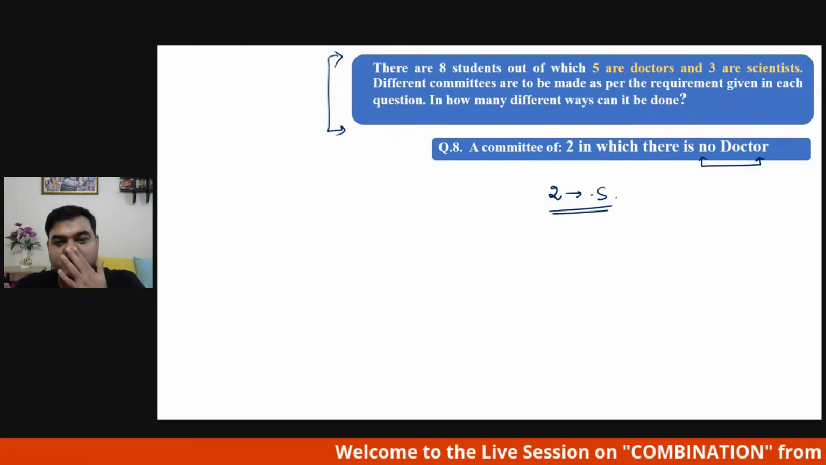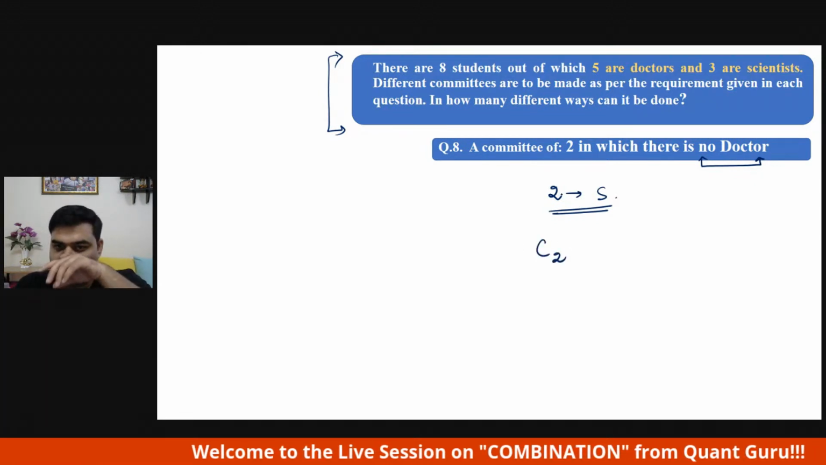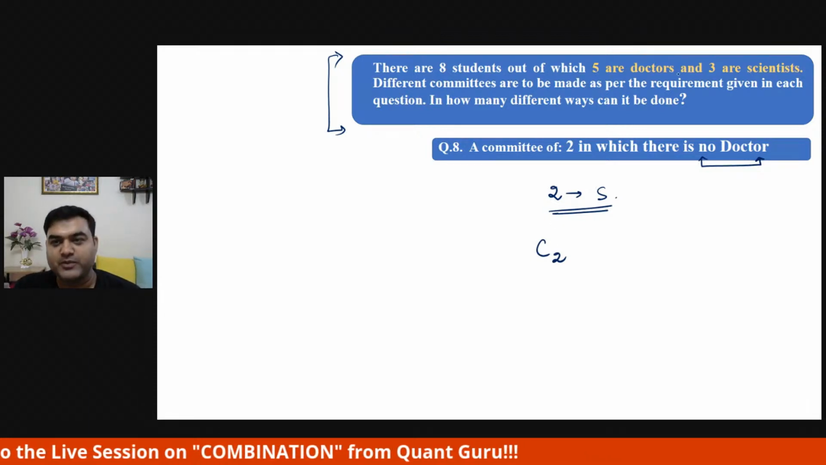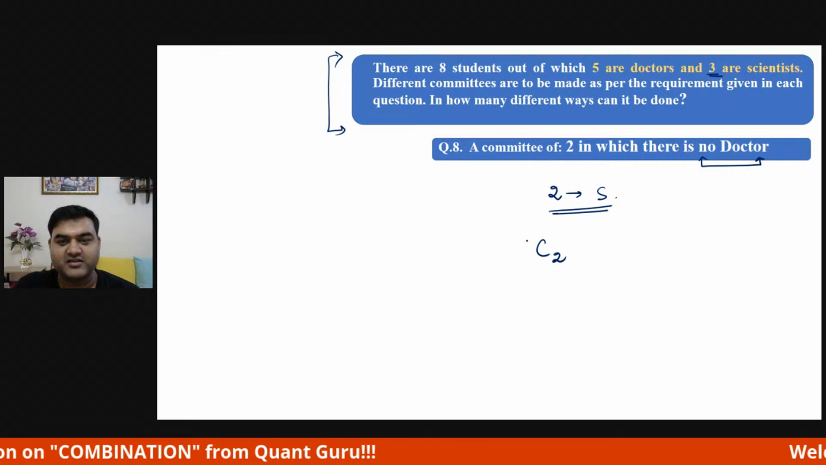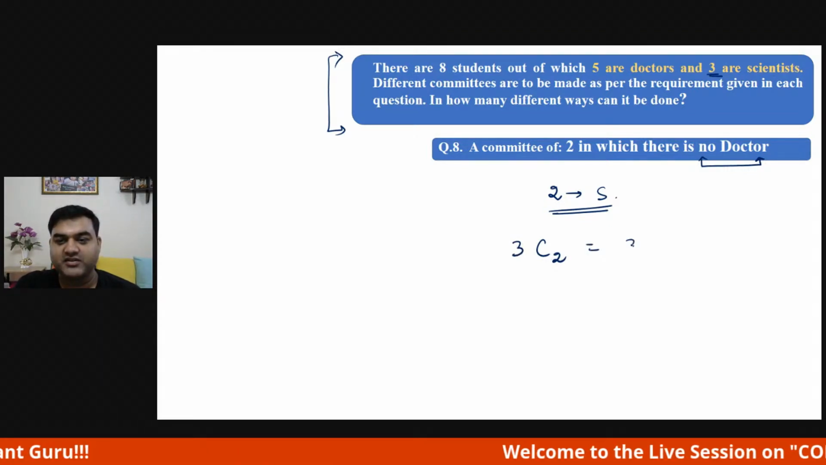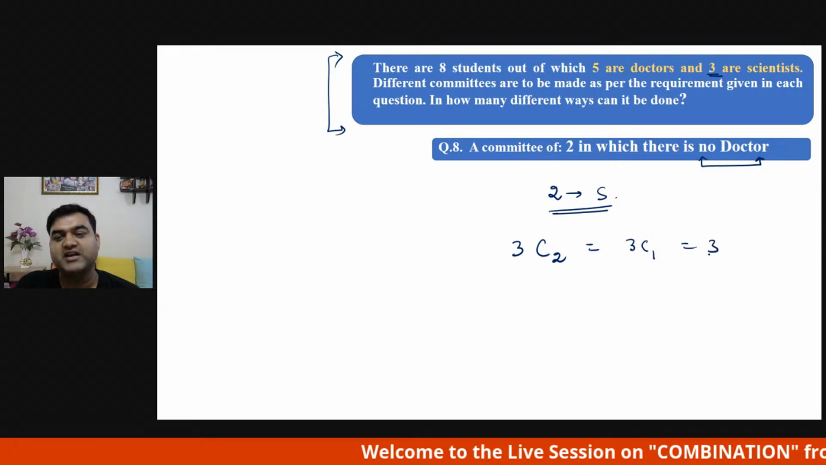Scientist N value is how much? This is 2. Okay. How many scientists? 2. And total number of how many scientists are there? So 3 scientists are there. So the question is 3C2, which can be again written as 3C1, and the value will be 3, directly the answer.